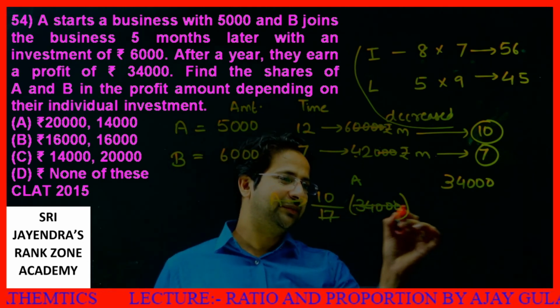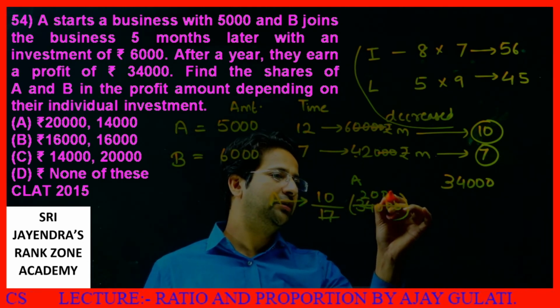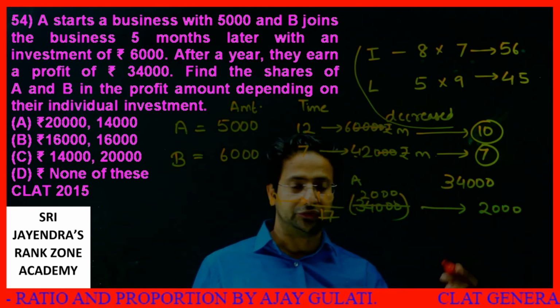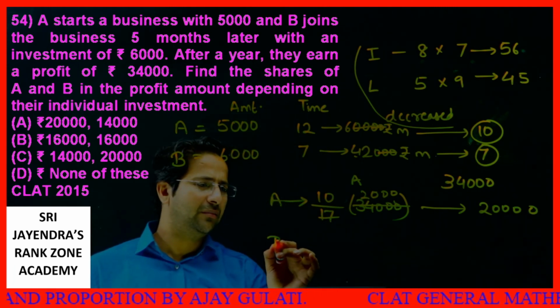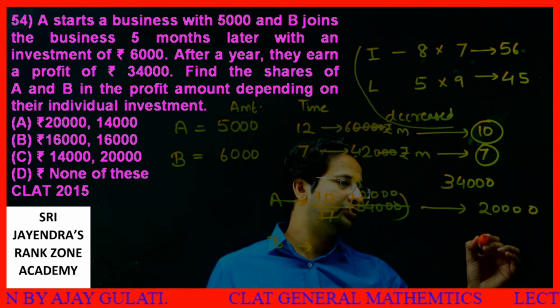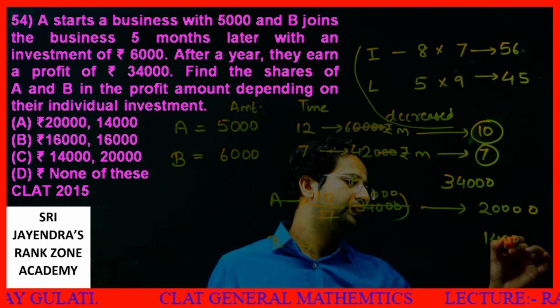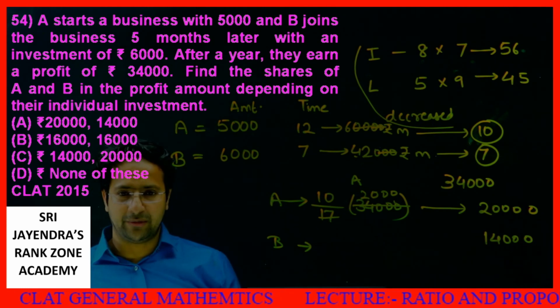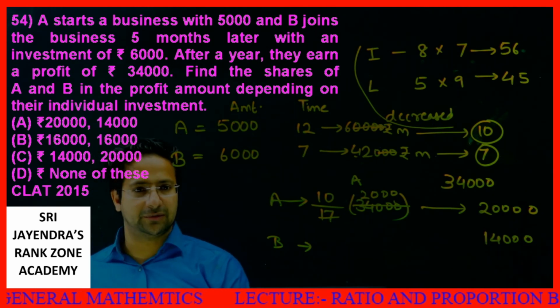So this cancels and becomes 2 in 2,000. 10 into 2,000 will give me 20,000. A will get 20,000. So B will get how much? B will get the remaining out of 34,000. A has taken 20,000, so B will get 14,000. You can get the answer like this. I hope it makes sense. It is clear to all of you. Yes, it must be clear.